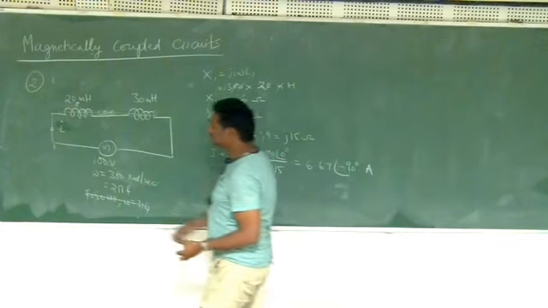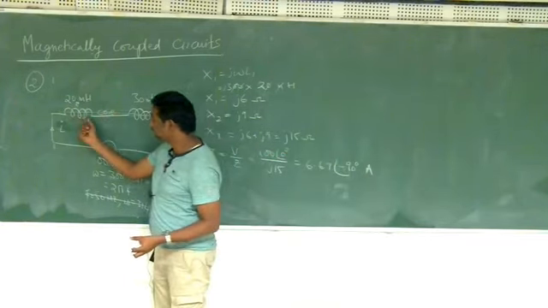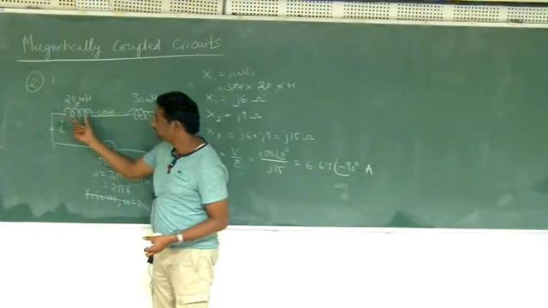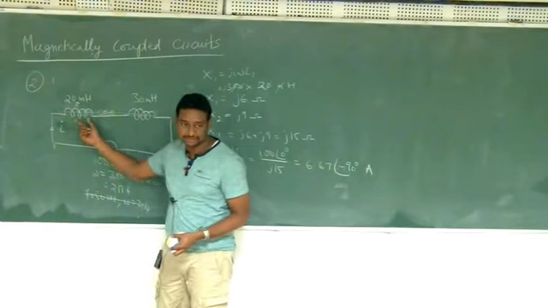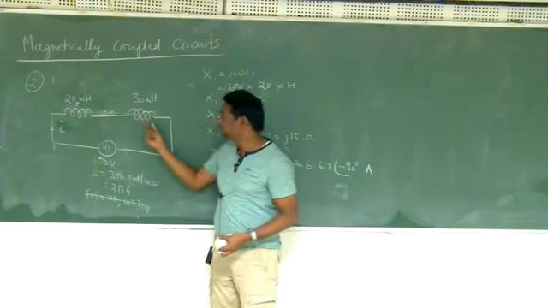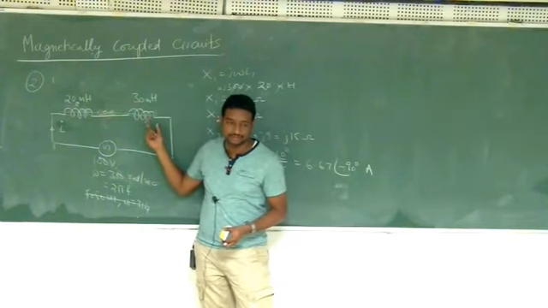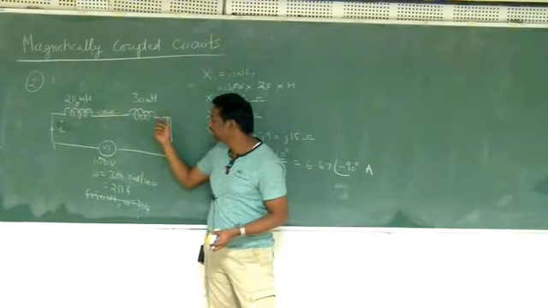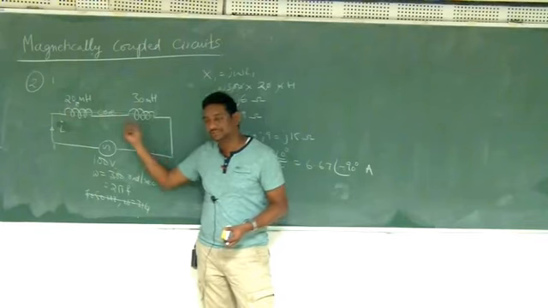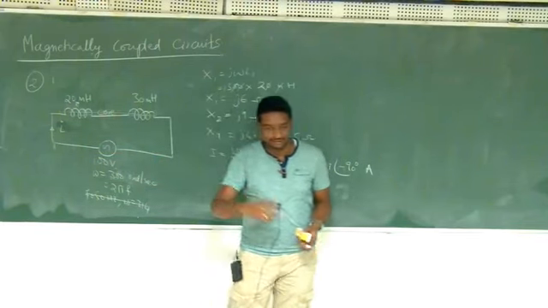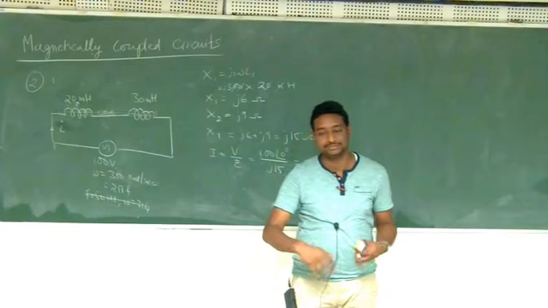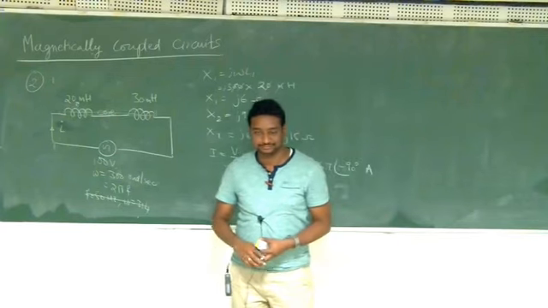Now the role of this core is that whatever flux used to associate with only coil 1 is now also traveling and linking with coil 2 also. Similarly, the flux of coil 2 is now linking with coil 1 also. So therefore, there will be some more voltage drops.